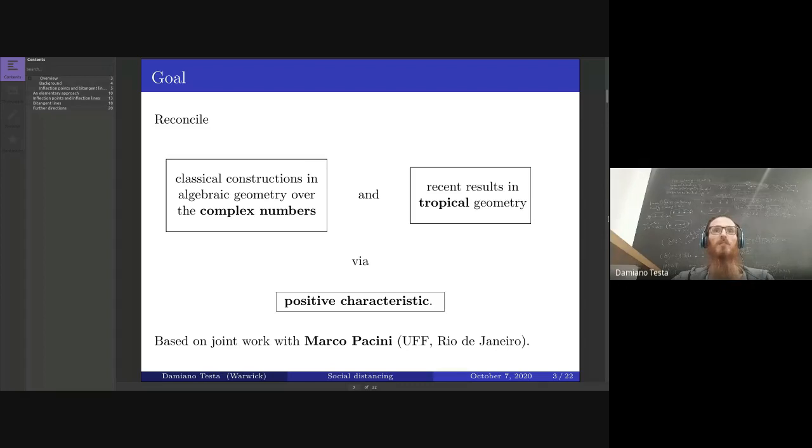So doing a similar count in positive characteristic happens to yield the same result as in tropical geometry. And I'm going to give you a few examples of when this is the case, and try to convince you that this is actually something that has the potential of happening more frequently than just these few examples that I'm talking about today.